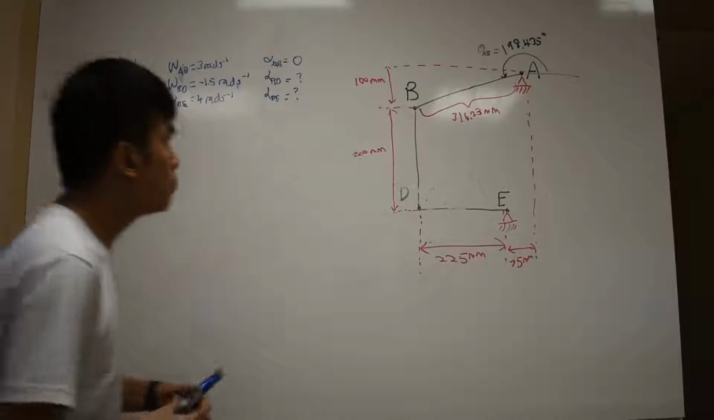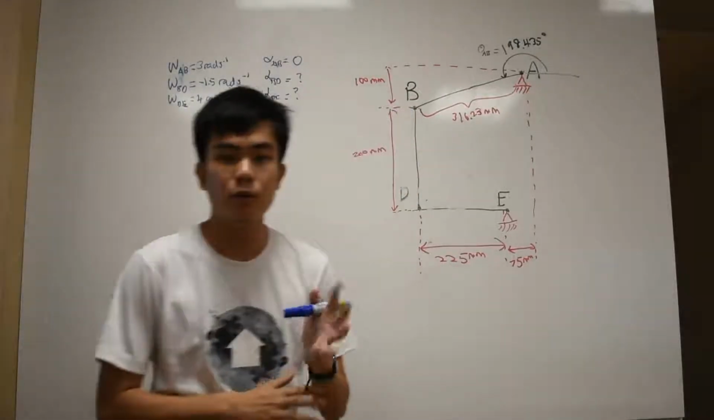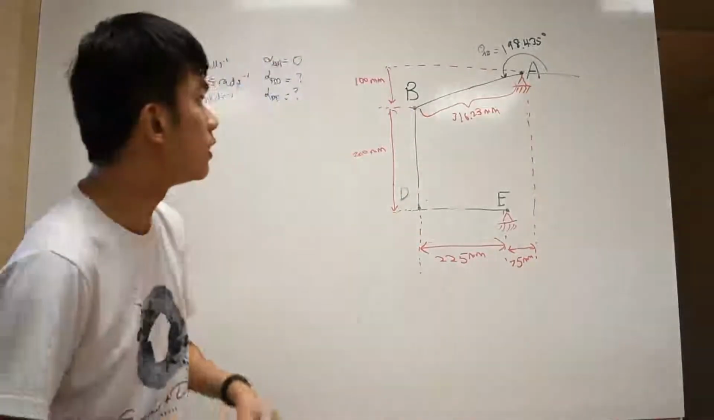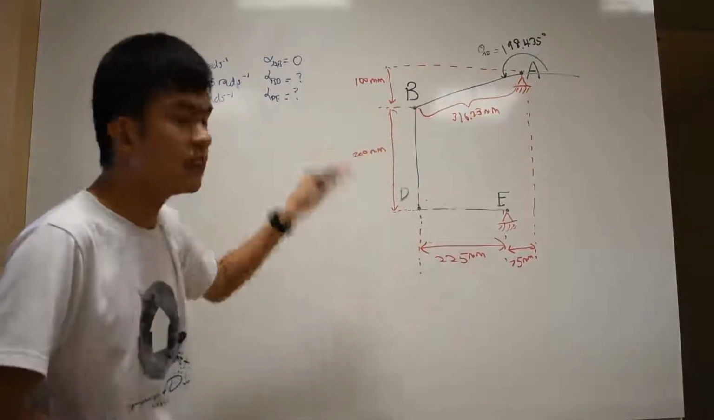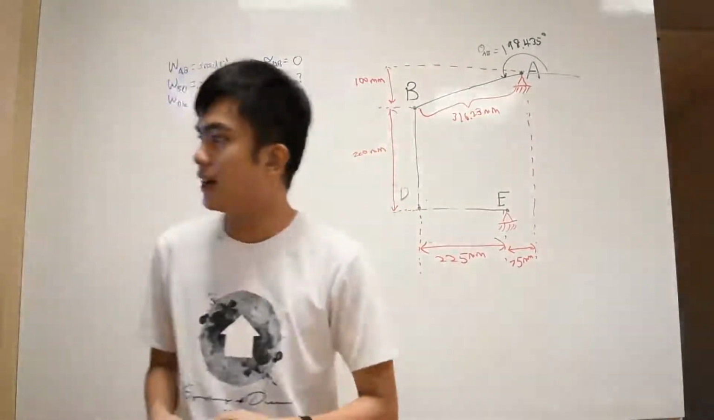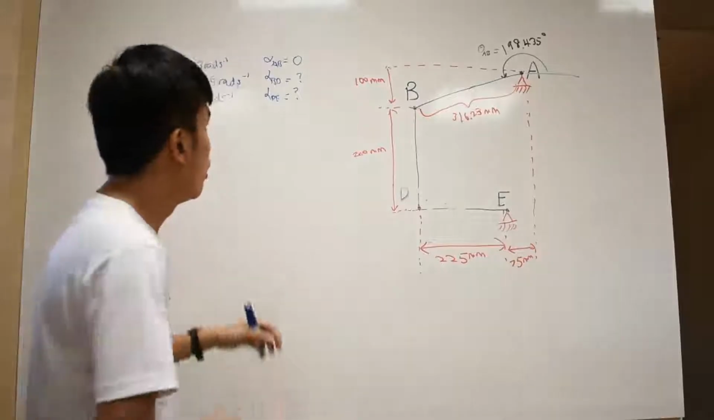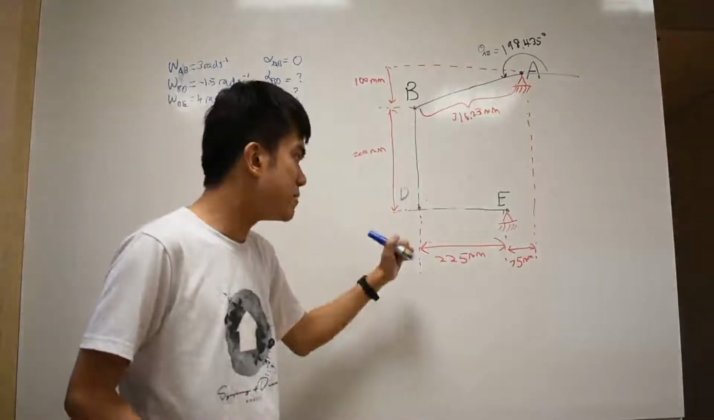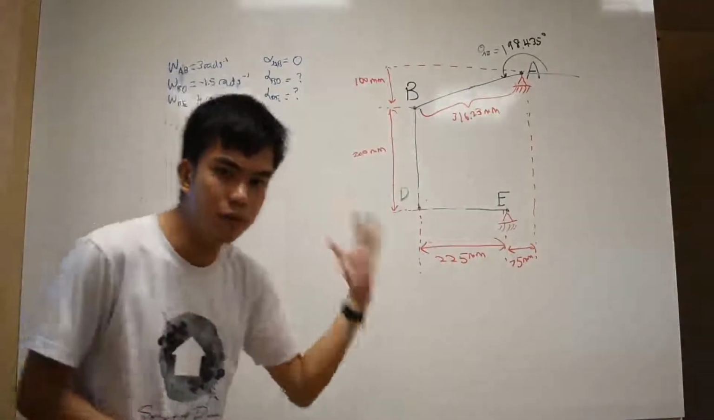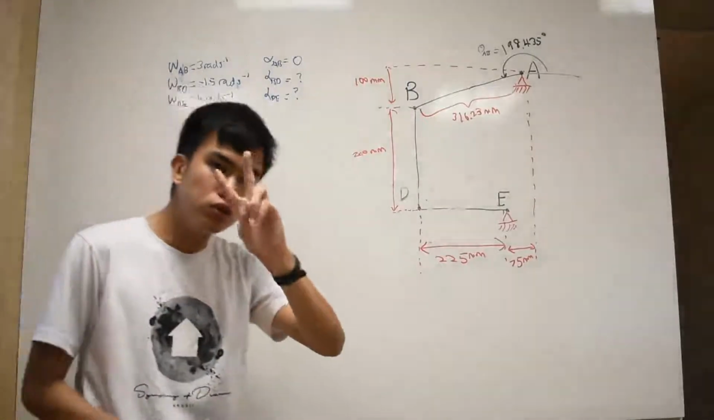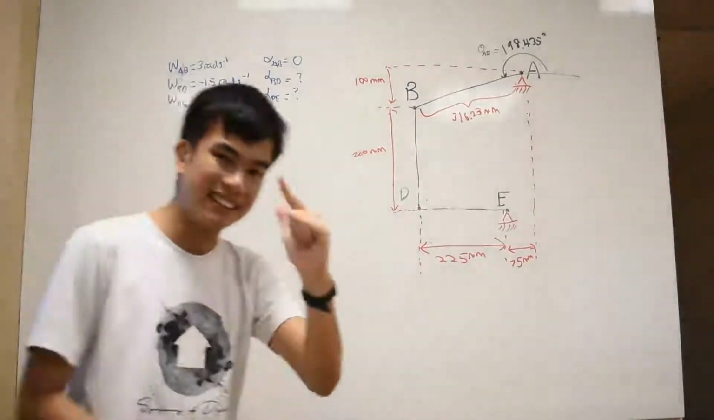Okay, so basically we have already isolated out the omega of rods AB, BD and DE. So for the next part of the question, it asks us about the angular acceleration of the bars BD and DE. So how do we intend to solve that? Just as I said before, only two equations needed, the velocity equation and the acceleration equation.